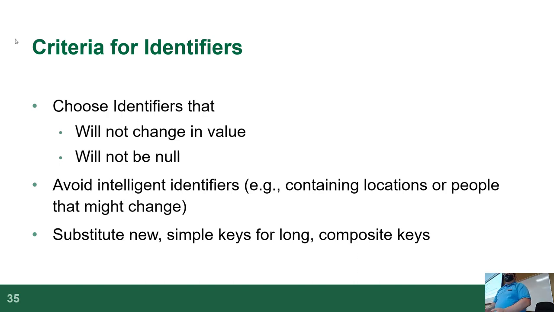But usually you try to choose identifiers that won't change in value. So when you're doing the initial design, it's okay to use something like a SIN number, because it's pretty safe. Later on, you're probably going to drop it, but at the beginning, you're probably going to use it. You want it to be something that's not going to be null.